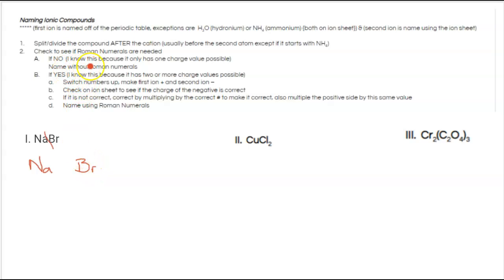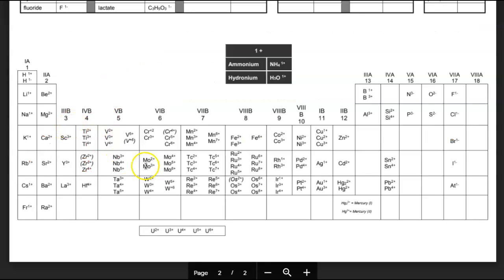The next thing I want to do, if I'm going to write the name, is I need to determine if this is going to require a Roman numeral. Now, Roman numerals are only necessary if you have more than one charge available in the box. So when you look at your periodic table, you can see that iron, for example, has several different charges in the box. So all of these on the back of your periodic table have multiple charges, okay?